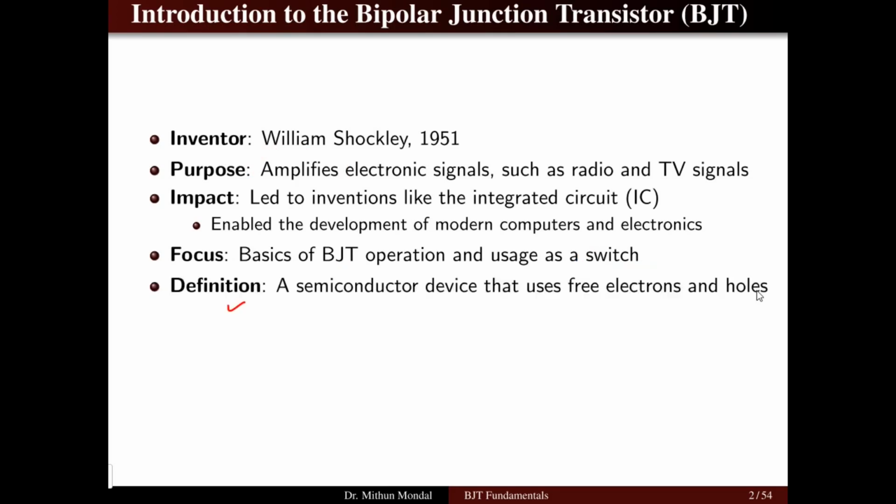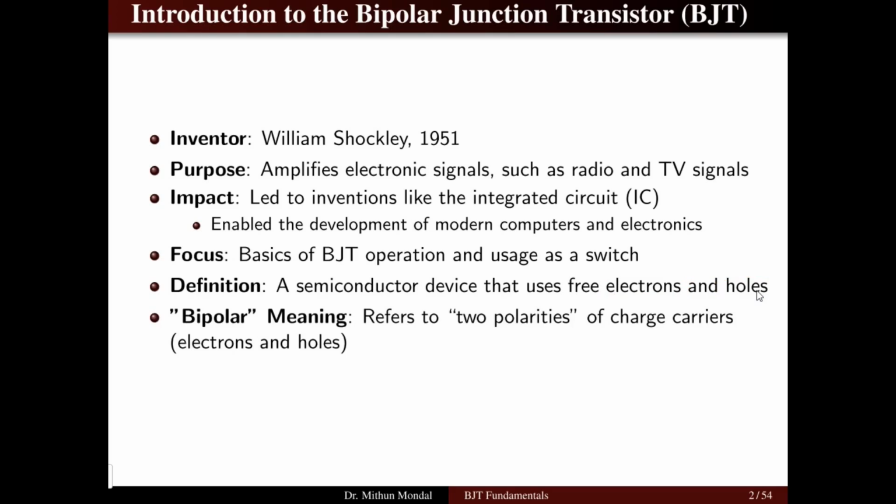When we define the BJT in terms of a semiconductor device, it uses free electrons and holes. We have discussed this in great detail in the earlier lectures on diodes and semiconductors, where we covered how the electrons and holes flow in the diode and how it is used in semiconductor devices. When we talk about the term bipolar, the meaning refers to two polarities of charge carriers. It is obviously the electrons, which are negatively charged particles, and the holes, which are fictitious, but are assumed to be positive charges.